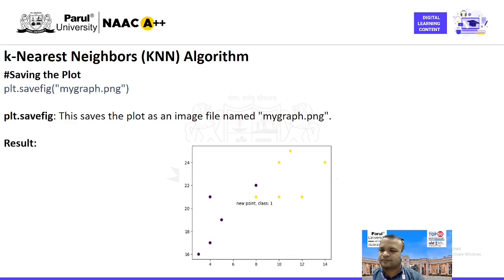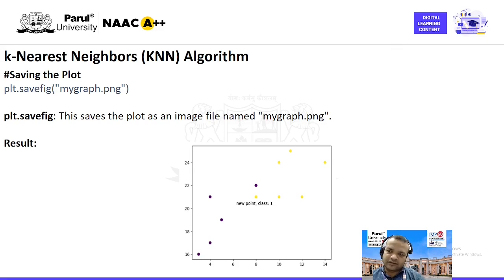Saving the plot. If you want to save your plot, you just use plt dot savefig, my graph dot png. Plt dot savefig, why do we use this? This saves the plot as an image file named my graph dot png.